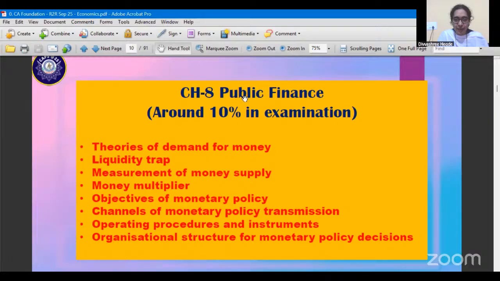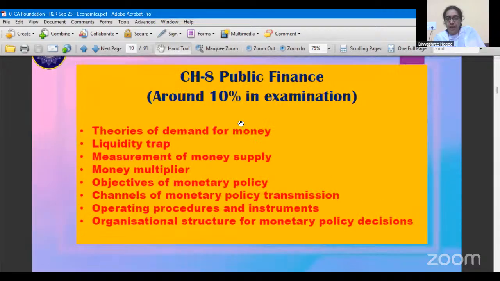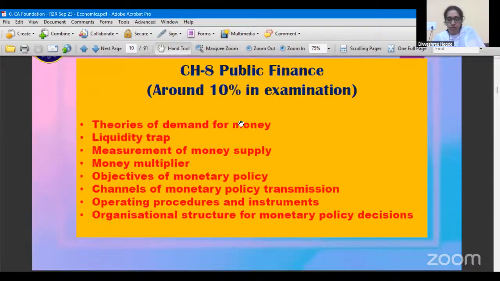I think chapter 8, the title is wrong, sorry. It has to be about money and banking. Okay, but 10% will come from this. Theories of demand for money, liquidity trap, measurement of money supply, and then there is credit creation, credit multiplier, money multiplier, and then objectives of monetary policy. Okay, RBI controlling measures, all of those things.